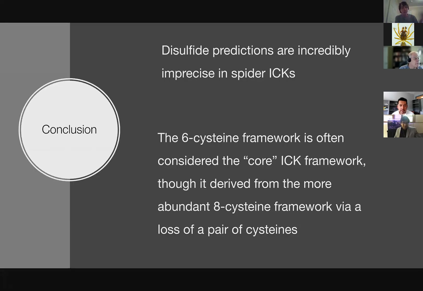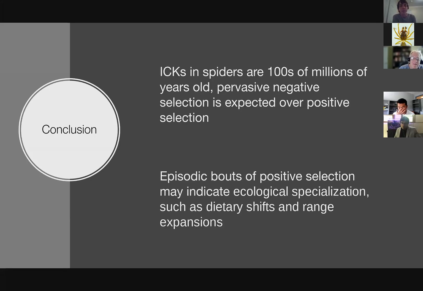All right, and so the main thing to take away is, first, disulfide predictions for spider ICKs are very difficult. There's lots of work to be done to make improvements in that regard. But often the 6 cysteine framework, because it has fewer cysteines, is typically referred to as the core ICK framework, at least in this analysis, appears to actually be derived from the more abundant 8 cysteine framework, perhaps through a loss of a pair of cysteines.